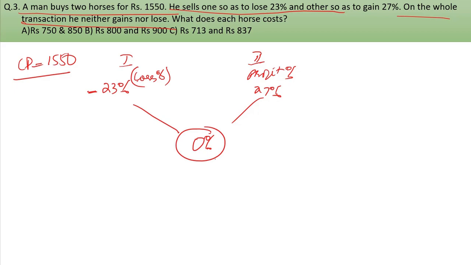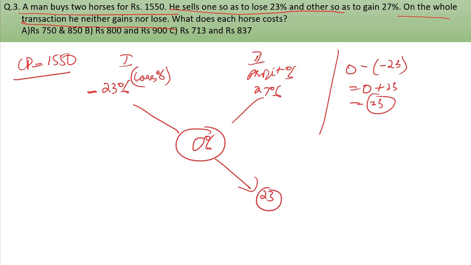So we have the difference between 0 and minus 23. Let us take 0, which is greater than minus 23. So 0 minus minus 23 is 0 plus 23, which is 23. So I'm going to write 23 here.